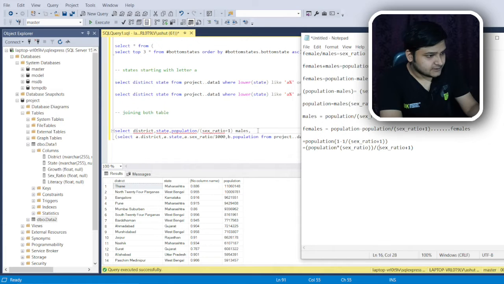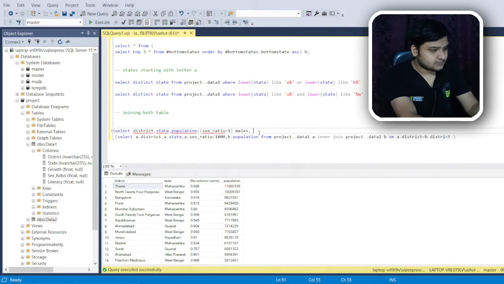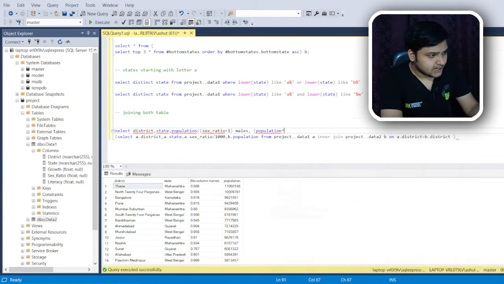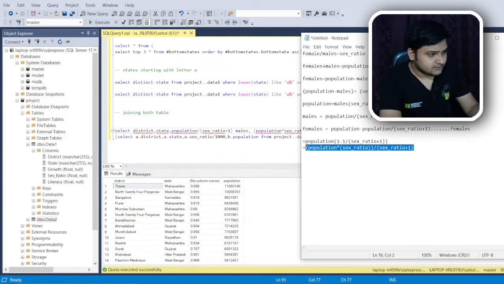So great, let us apply this formula here to calculate the total number of females. So I would multiply population into the sex ratio, let us see the formula, and I would be dividing this.